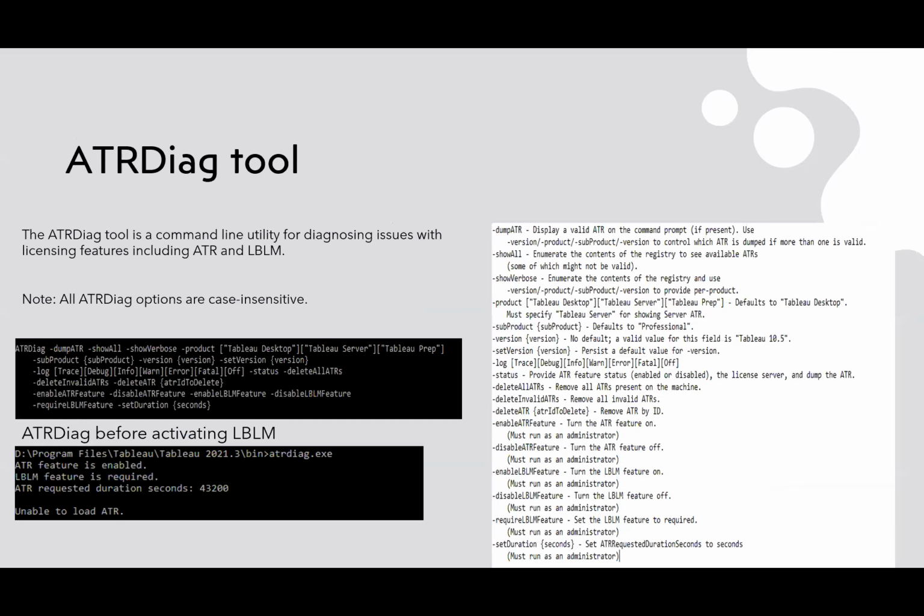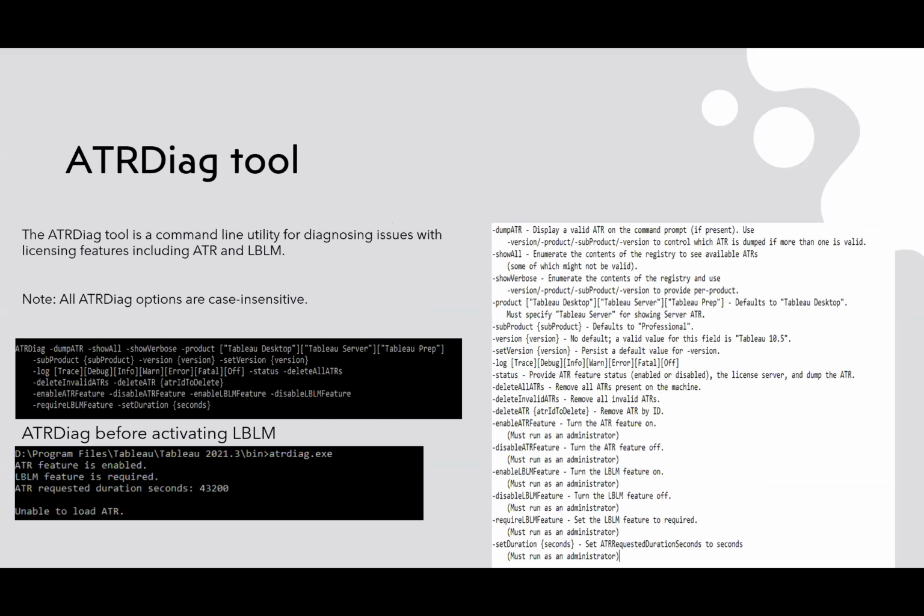And coming to the next point, as we implemented all these things and are pushing all the packages and everything, it's very important to know when there are issues. If we have any issues with the LBLM or ATR, we should be able to find what the issue is and why it is happening. That's the reason we have a command line utility tool which was shipped by Tableau itself.